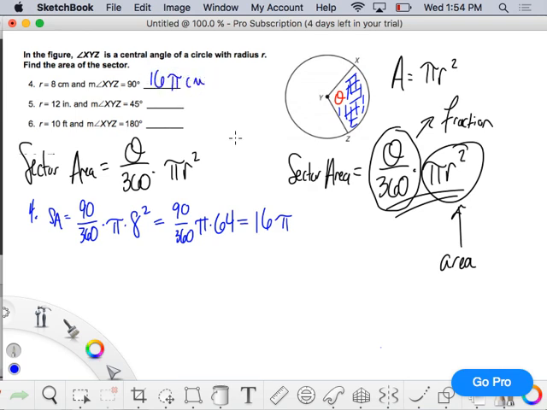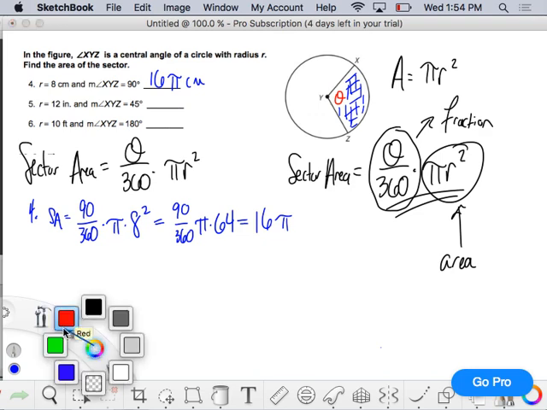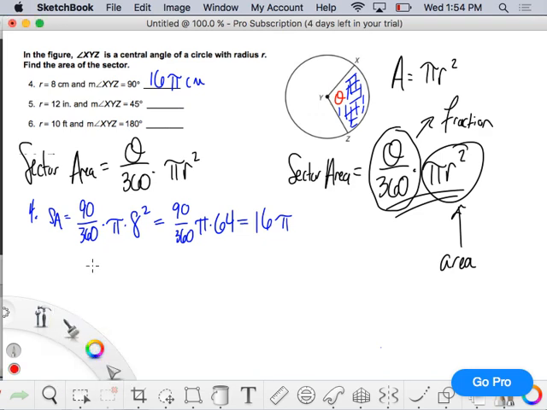You guys understand this? All right, I'm going to do one more, and then I'm not changing this. I'm going to keep it up. Wait, how did you get 16? 64 was 8 squared. Yeah, no, I know, 16. I did 64 times 90 and then divided that by 360.